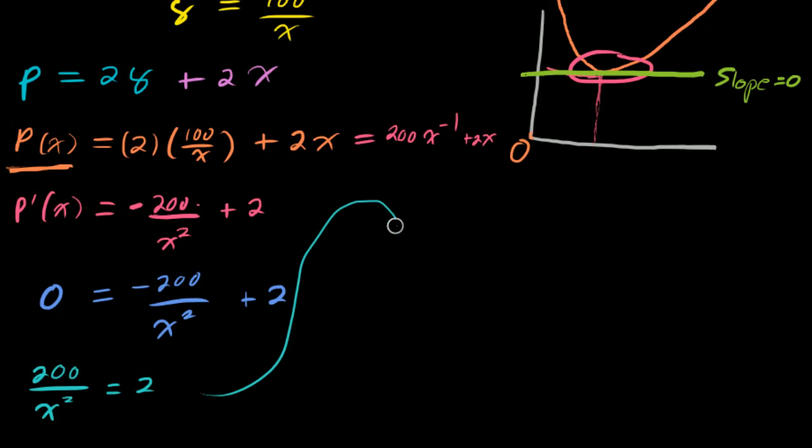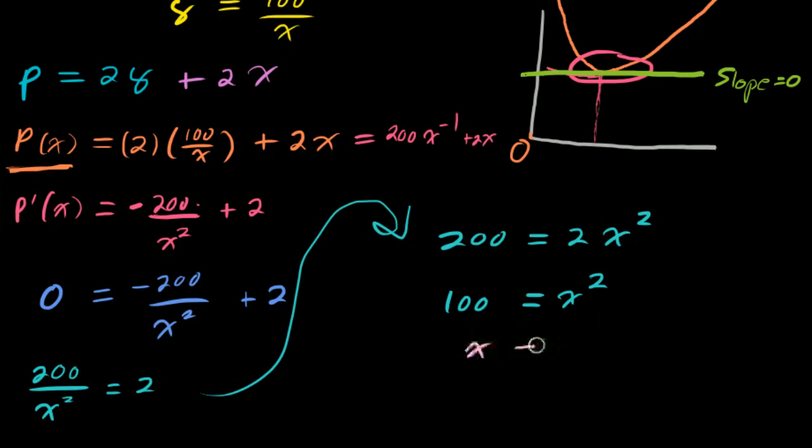Now I'm going to move all of this up here so we can save space. I'm going to multiply both sides by x squared, so we get 200 is equal to 2x squared. Divide both sides by 2, we get 100 is equal to x squared. Now we just take the square root of the whole thing, and we find that our x value, or the height we're looking for, is going to be either plus 10 or minus 10. The square root of 100 could be either plus or minus 10.